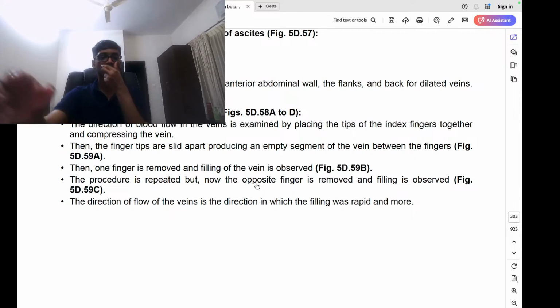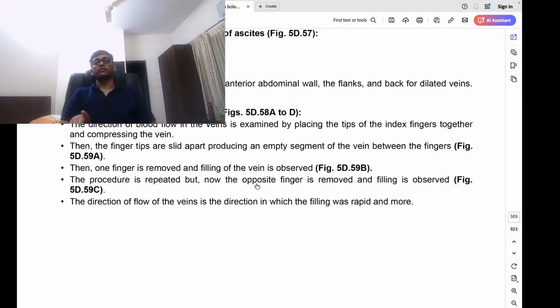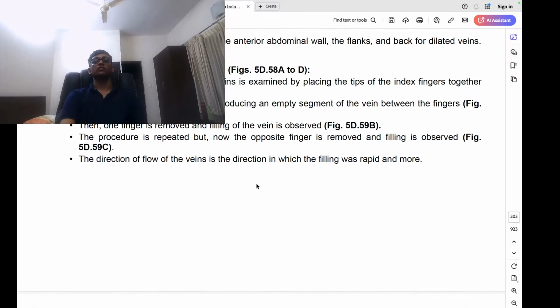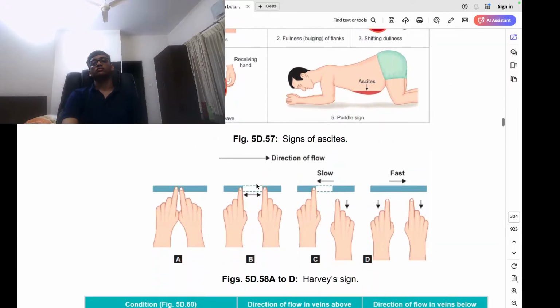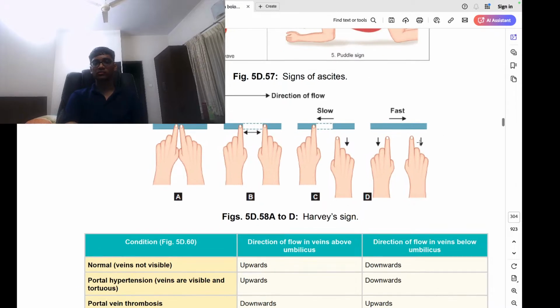Then one of the fingers is removed and the filling of the vein is observed. The procedure is repeated, but now the opposite finger is removed and the filling is observed. The direction of flow of the veins is the direction in which the filling was rapid and more. Slow filling, fast filling, which is shown here.